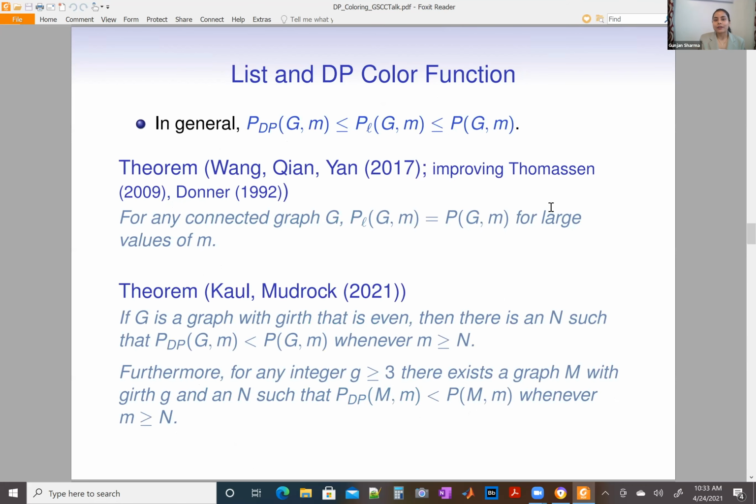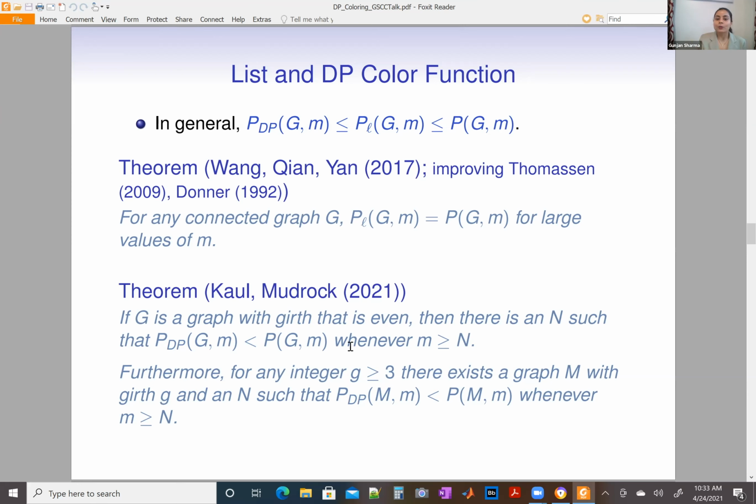Okay, so how might the DP color function be different? This slide demonstrates just that. We have this inequality among the chromatic polynomial and the list and DP color functions. This theorem tells us that the list chromatic polynomial and the list color function become eventually equal for large values of m. But in the case of DP coloring, the difference between these two quantities can be strict when we have graphs with even girth.